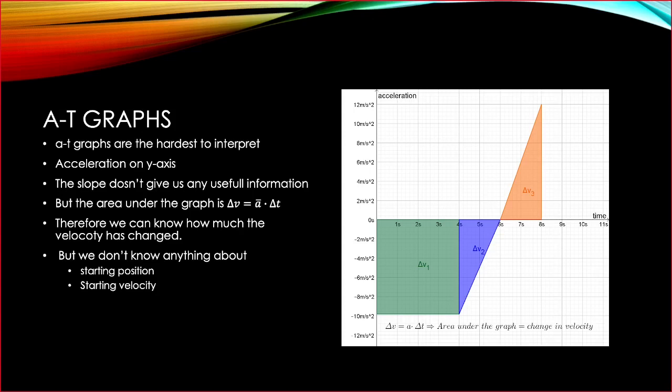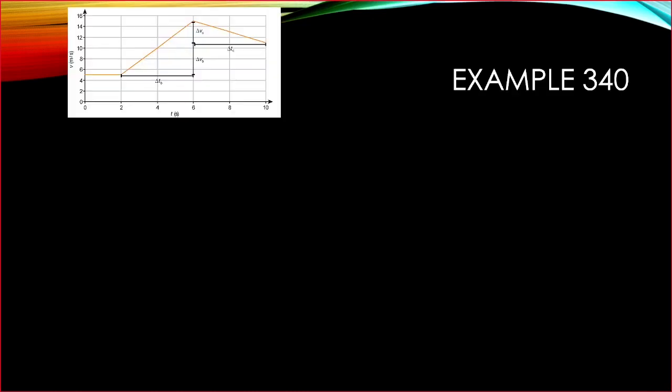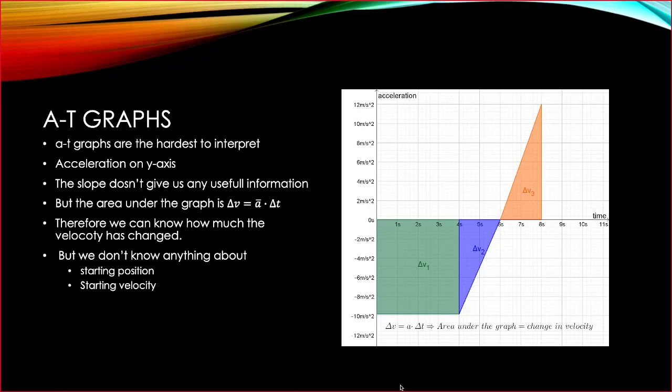So that's basically what we use the AT graph for. It's to try to explain motions and try to calculate the differences in velocity.